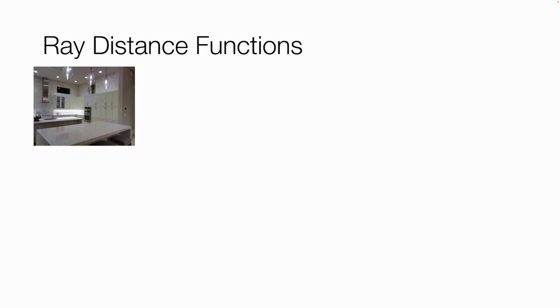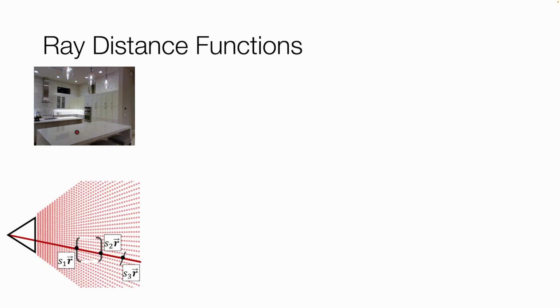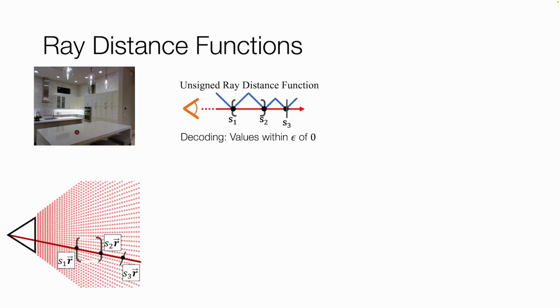However, our choice of distance function is a ray-based distance function. We consider the ray projecting at the red dot in the image. This ray intersects 3 surfaces, 2 of which are occluded. An unsigned ray distance function, for all the points on the ray, measures the least distance to the intersection and requires a decoding strategy that finds points with values close to 0.